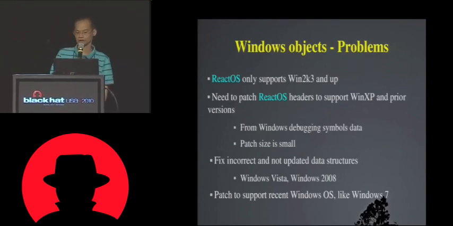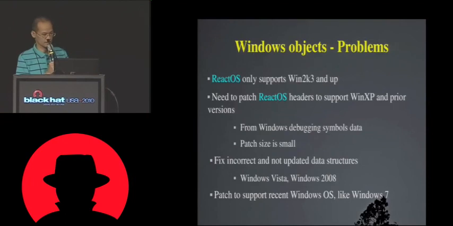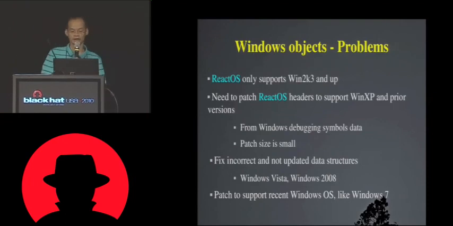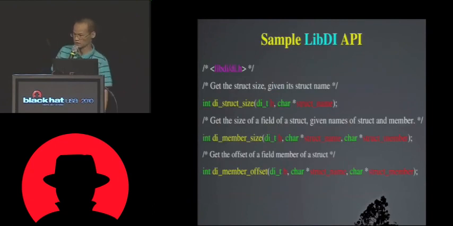ReactOS only supports Windows 2003 and up, as I said. So I need to patch the ReactOS header to support Windows XP. I rely on the information from the Windows debugging symbol data, and the patch size is quite small. I also need to fix the ReactOS prototype to support other Windows OS like Windows Vista or Windows 7.